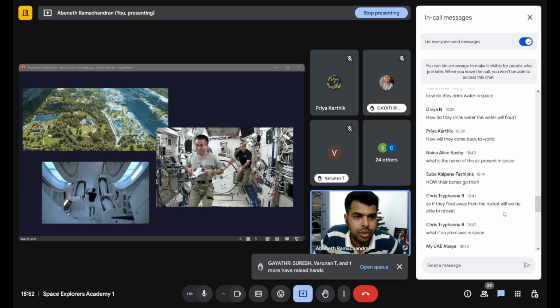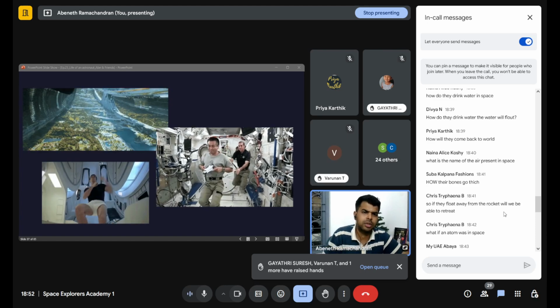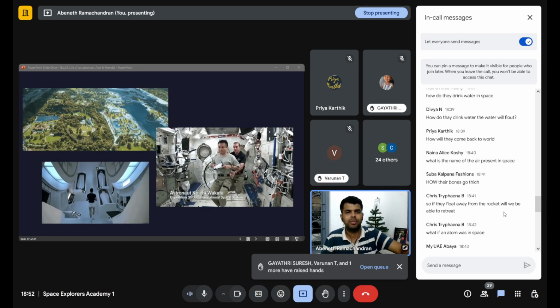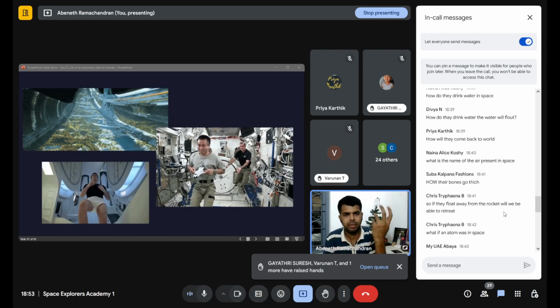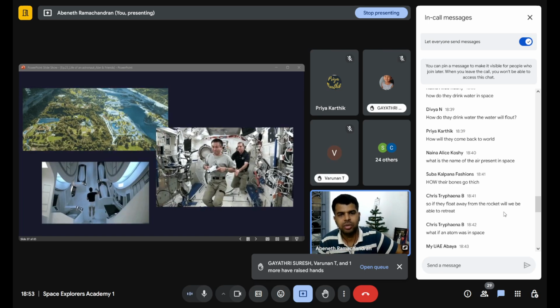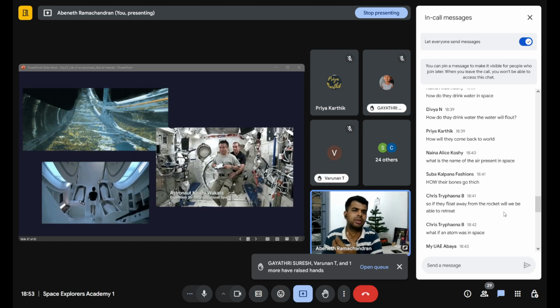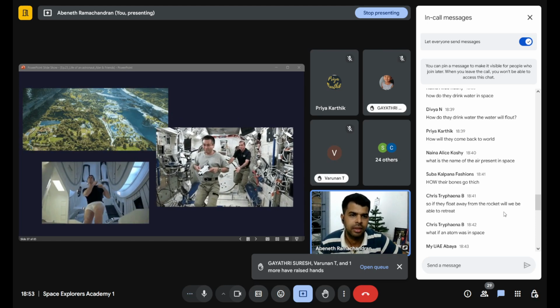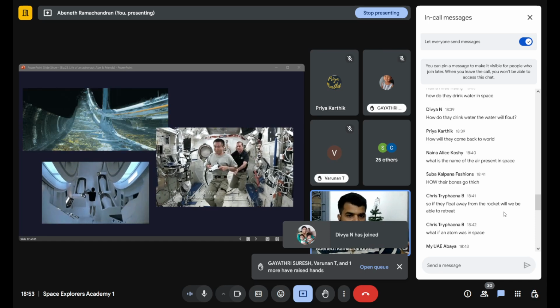How do their bones go thick? Their bones don't grow thick, their bones become very thin. When they are in space, they become very thin. Once they come back to Earth, they will have some medical treatment so that they can increase their bone density. So it's a very tough process once they come back.